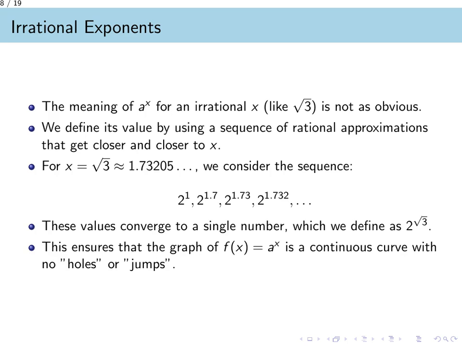To make sense of an exponential function for all real numbers, I need a clear way to handle irrational exponents, which we define using a process of approximation. For an input like the square root of 3, we can take a sequence of rational numbers that get closer and closer to its true value, such as 1.7, then 1.73, and so on.